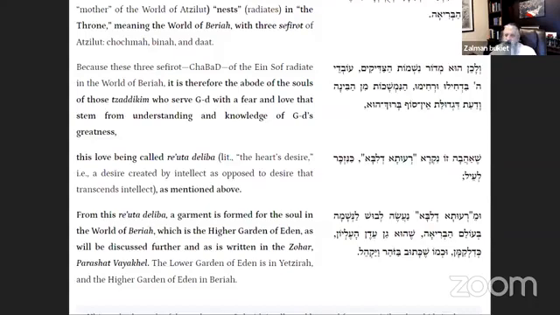That serve God with love and fear, but their love and fear come through chochma, bina, da'as. Their love and fear come through wisdom, through their understanding. They come through their understanding and their knowledge in the greatness of God. This Ahavah is called the heart's desire, a desire created by the intellect, as opposed to a desire that transcends intellect, as mentioned above. We are looking for the Ahavah that comes through one's choice and one's intellect, one's choice to sit and learn, one's choice to choose learning and to never stop learning and keep on growing in the knowledge of God.